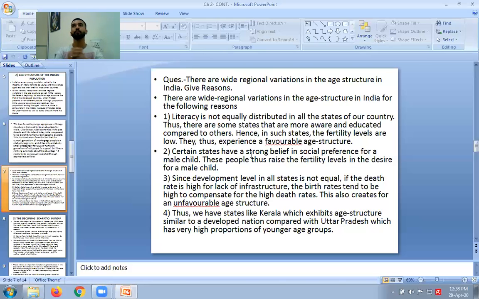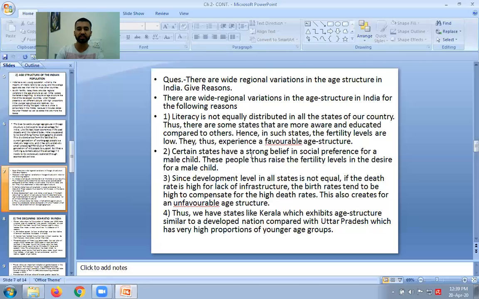We'll not have more elder people in the state, because the size of family is already low. So what happens after a few years? We will have more youngsters as compared to elder people.